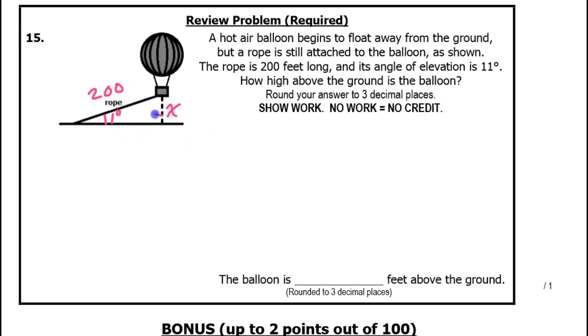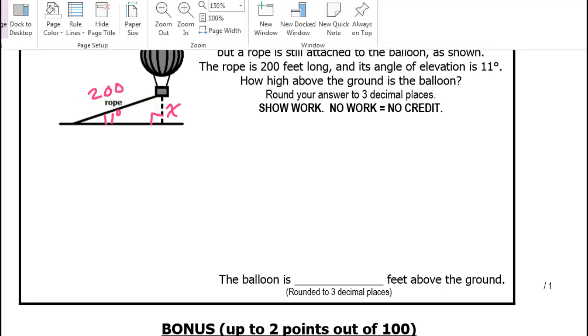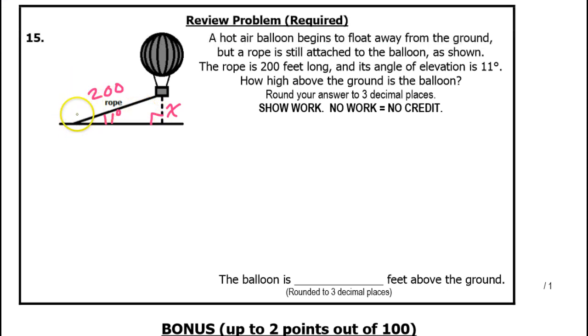So this is a right triangle, and it is helpful to label all of the sides. For example, the rope is the hypotenuse because it's across from the 90-degree angle. If I draw an arrow across from the angle like this, that should be pointing at the opposite side, which means the other side is adjacent, but we're not going to wind up needing that.